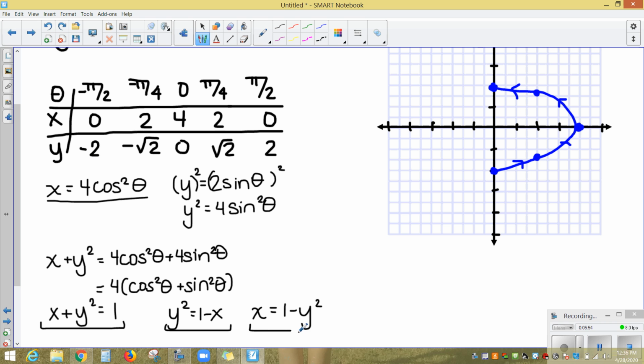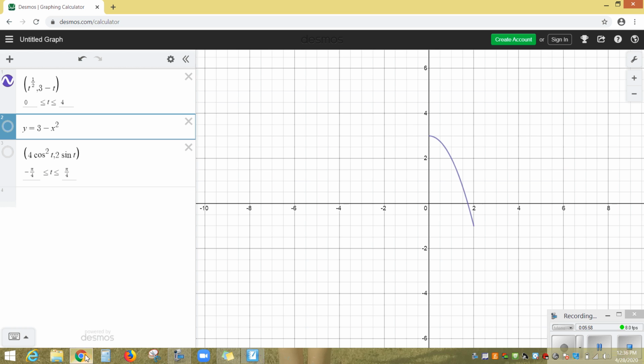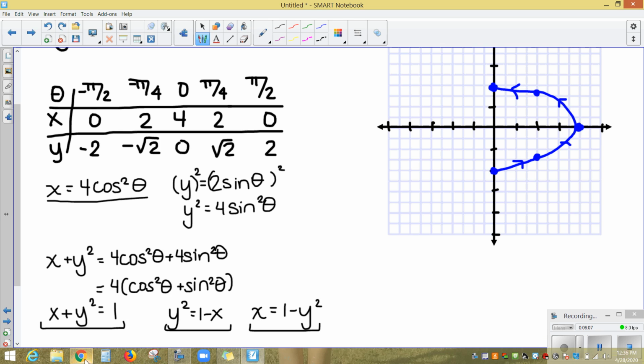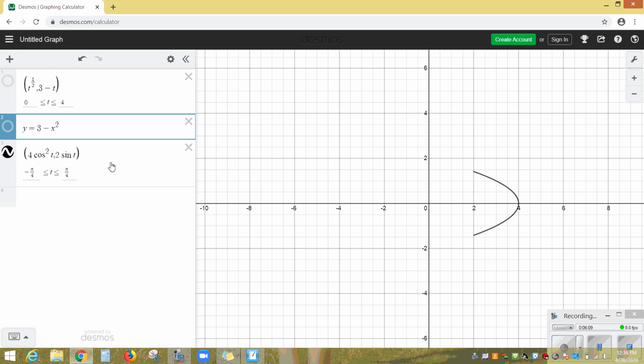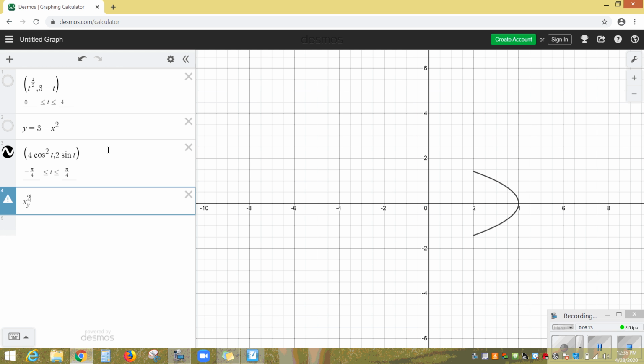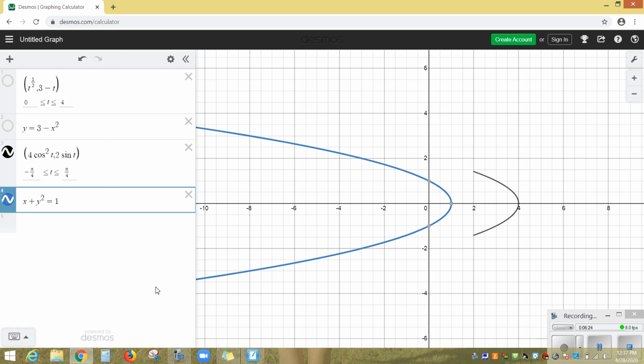And if I sketch a graph, maybe I'll just write in x plus y squared equals 1 because Desmos doesn't care. Okay, here's the little piece that matches, hopefully, what we had in our blue graph that was a much more raw sketch. Okay, but we said x plus y squared equals 1. That's not what we said. X plus y squared equals 1.